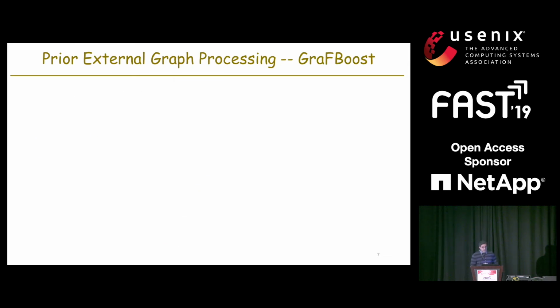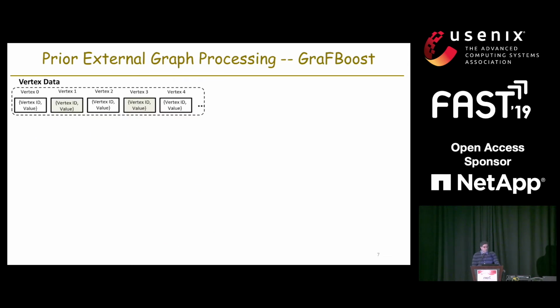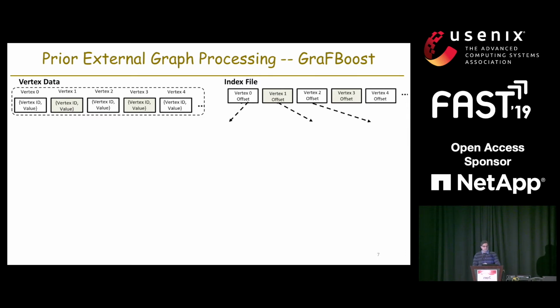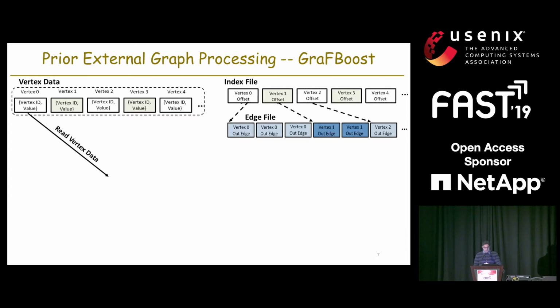So now let's see how GraphBoost works. First, graph data is represented by a set of vertices. For each vertex, we maintain its attributes like the ID of the vertex and also its value. And also for each vertex, we need to figure out what the neighbors of this vertex are. That's why we keep pointers to the edge file to figure that out.